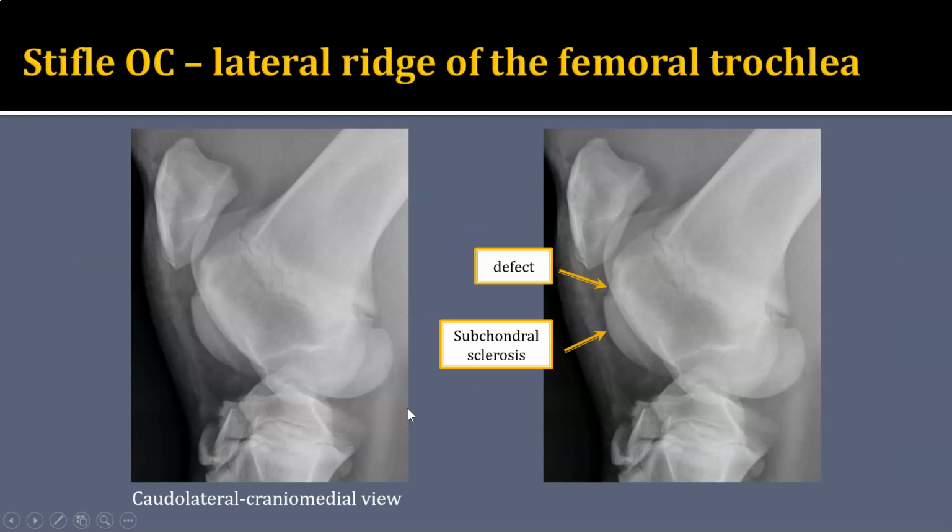This is a different patient here, a younger patient. We can see even more open physes. And this is a caudolateral craniomedial view. And this view is nice because it separates out the medial trochlear ridge from the lateral trochlear ridge a bit differently, so we can see those. It also will separate out the lateral from the medial femoral condyle, and so we can evaluate those nicely as well. So we're looking more at the craniolateral and the caudomedial part of the stifle in this view.